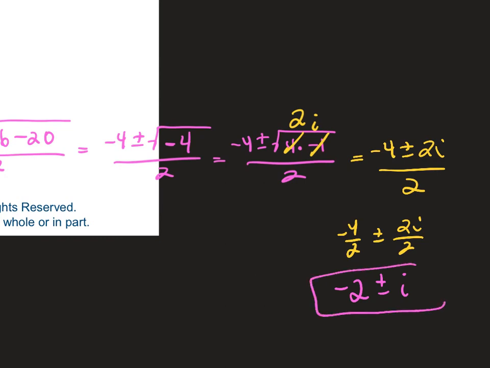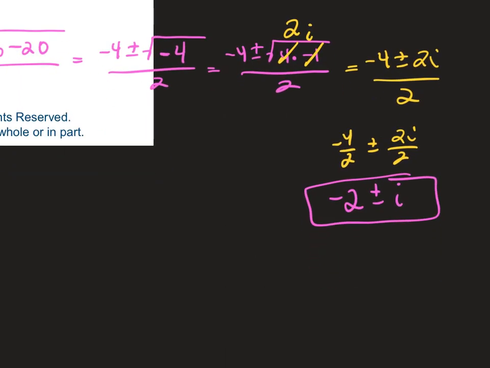So there you have your answer. I think on WebAssign, it tells you to enter your answers separated by commas. So they want negative 2 plus i, comma, negative 2 minus i. Miss Meadows will take it either way. WebAssign, I think, wants it this way on the bottom, I think.